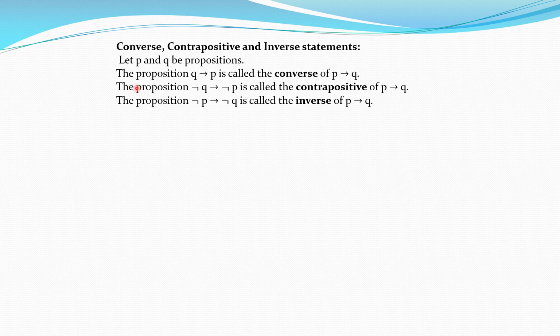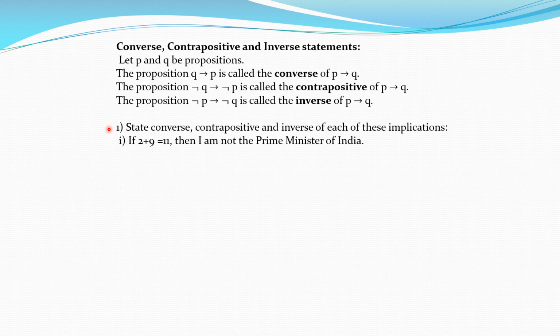Now the proposition Q implication P is called the converse of P implication Q. Now, what is the contrapositive of P implication Q? It is negation Q implication negation P. That is, if not Q, then not P. That is the contrapositive. What is the inverse of P implication Q? Inverse is negation P implication negation Q. That is, if not P, then not Q. That is the inverse of P implication Q.